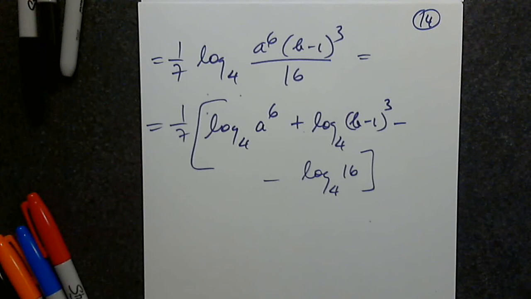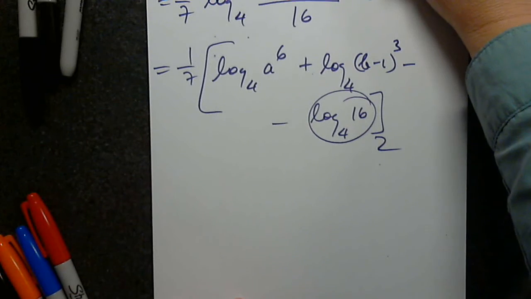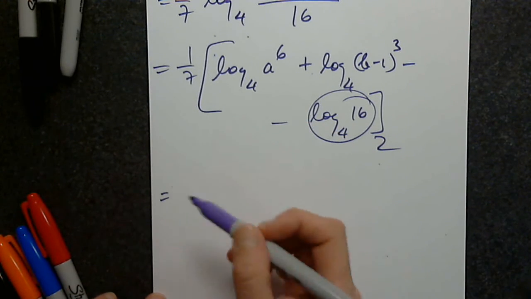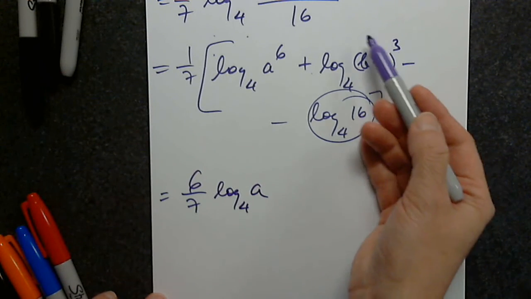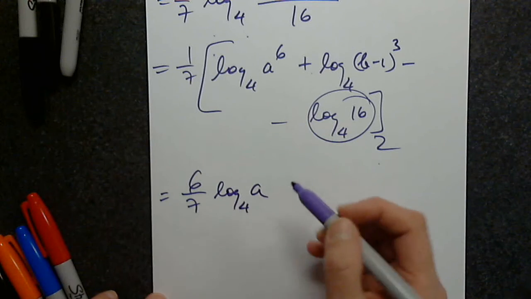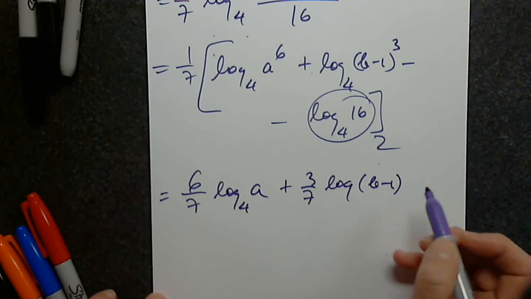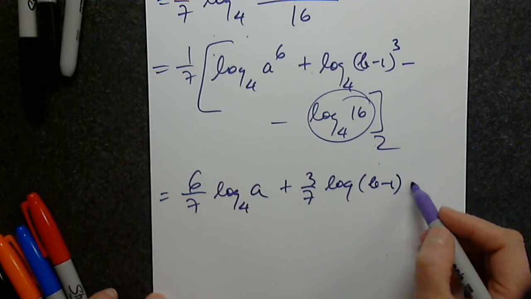Can anyone tell us 4 raised to which power is 16? 2. So this is 2. So then I bring down 6 and distribute 1/7. 6 over 7 log base 4 of a. I bring down 3 and distribute 1 over 7. 3 over 7 log b minus 1. And now I have a negative 2 and I have to distribute 1/7.